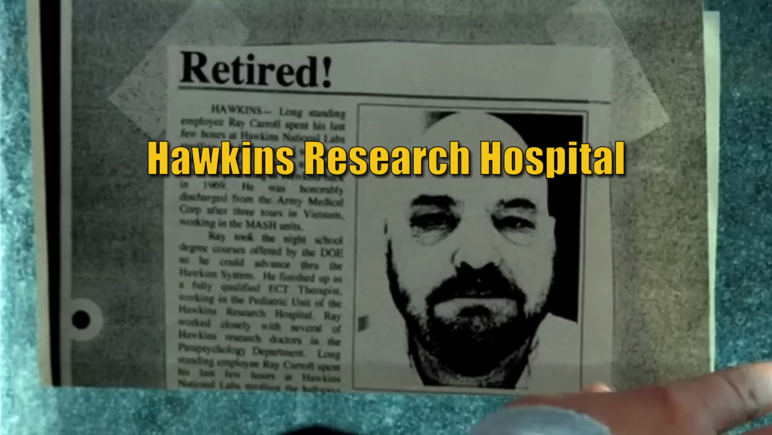Ray worked closely with several Hawkins research doctors in the parapsychology department. So there you have it. According to a local newspaper, the Hawkins lab facility has a hospital wing referred to as the Hawkins Research Hospital, which includes a pediatric unit. It's not like this was a separate facility he had been promoted to. They said he spent his last few hours saying his goodbyes and strolling the hallways at Hawkins National Labs.